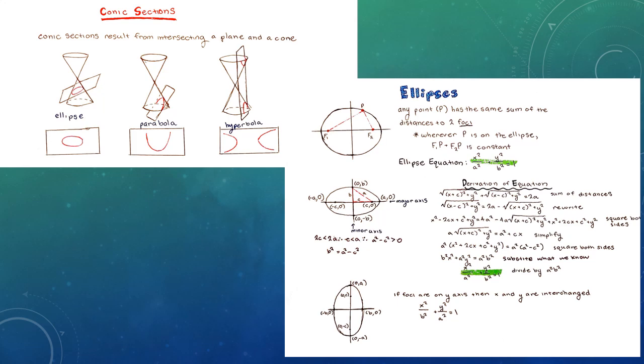Now, if the ellipse is vertical and the foci are on the y-axis, then x and y are simply interchanged, so you get a similar equation, but x squared over b squared plus y squared over a squared is equal to 1.